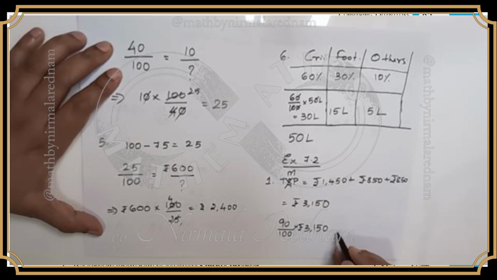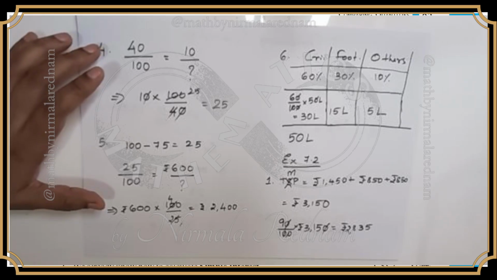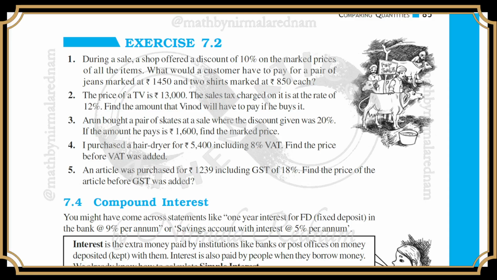Correct? And this is going to be, after calculations, 5, 3, 20, 2,835. This is the amount he is going to pay after the discount. Let's look at the next question.